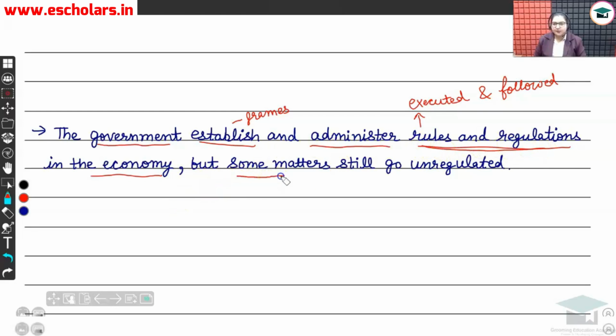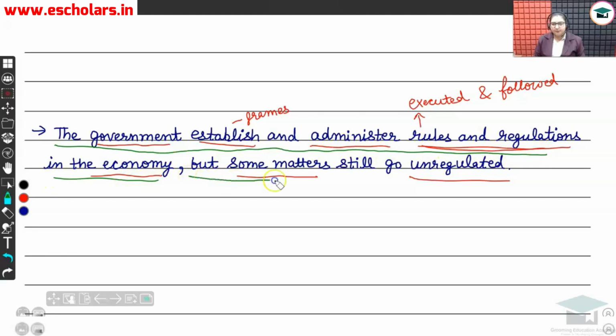But still there are some matters which go unregulated. That is, there are some matters on which the government has not framed rules and regulations, like the matters related to private relationships. Okay, that goes unregulated. So some aspects of private life are less regulated by the government. Okay, so let's recall it. The government establishes and administers rules and regulations in the economy, but some matters still go unregulated.